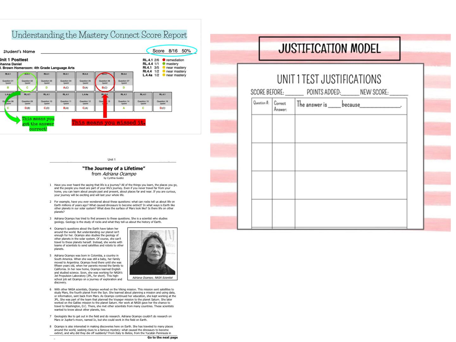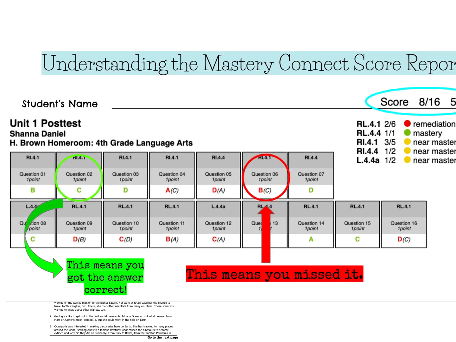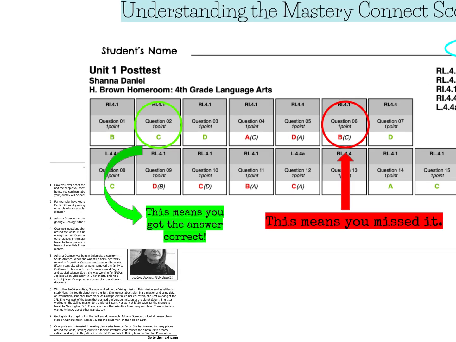You will only justify the questions you missed from your post-test. Your Mastery Connect score report will show you exactly which questions you miss. If it looks a lot like this example here, it means you got the question right. So you can see this student did not miss number 2. The answer is there, the question is there.